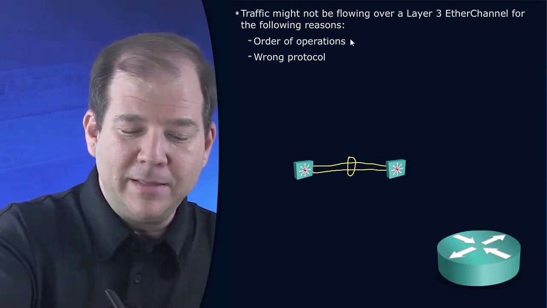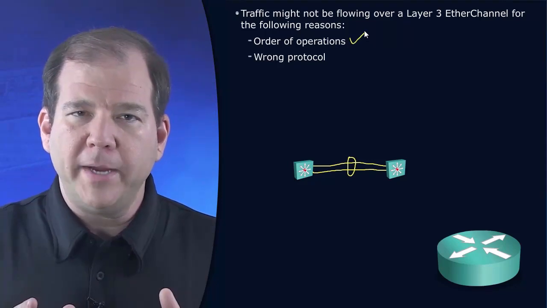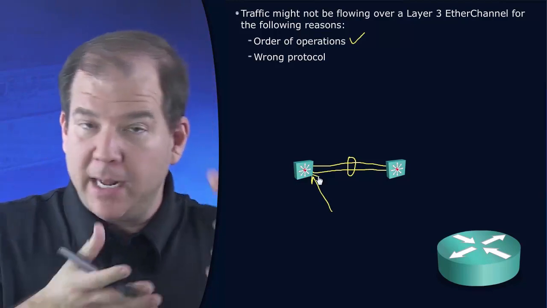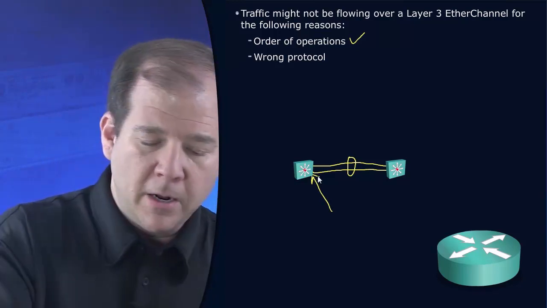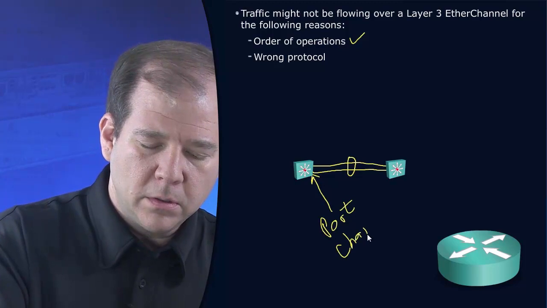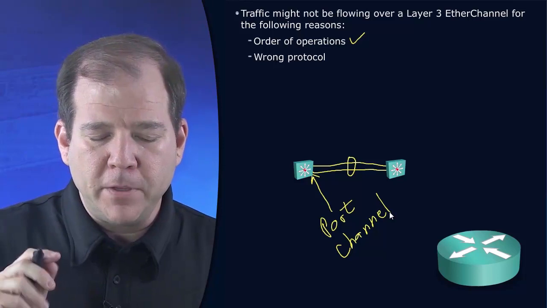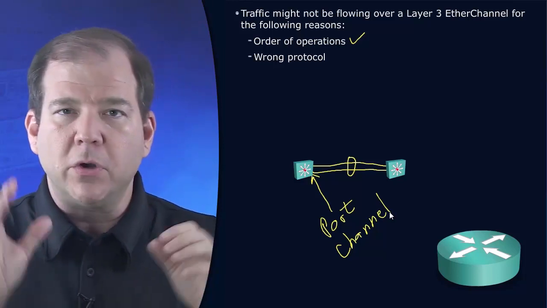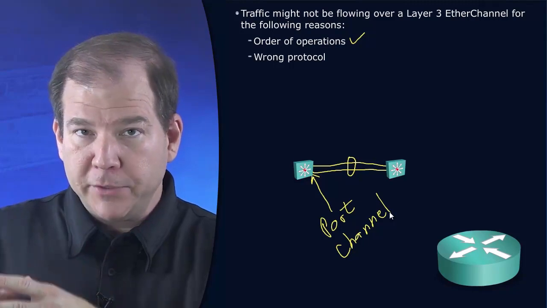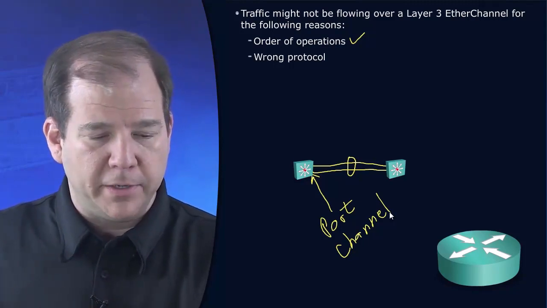Well, this is a tricky one, but we need to be careful about the order of operations. When we define this virtual interface that's made up of multiple physical interfaces, we call this a port channel interface. And you can run into issues if you start assigning physical ports to that port channel interface, that logical interface, before you ever create the logical interface.